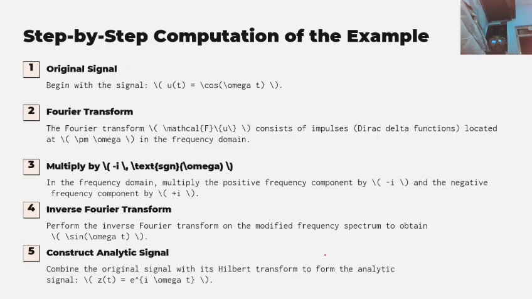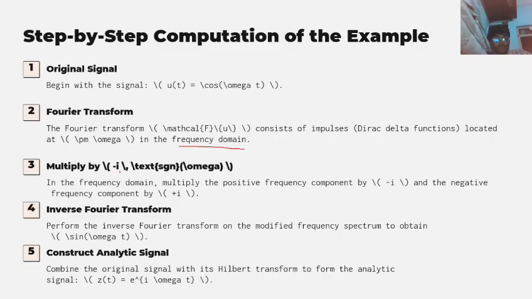Now, a step by step computation of the example. From the previous example, I will now explain the process of the Hilbert transform. First, begin with the signal u of t is equal to cos omega t. When we apply the Fourier transform, the integral from minus infinity to infinity of x of t e power minus j omega t dt, the Fourier transform consists of impulses located in the frequency domain. The Fourier transform, as we know, converts the time domain into the frequency domain. Now, when we apply the Fourier transform to u of t equal to cos omega t, we get the following.